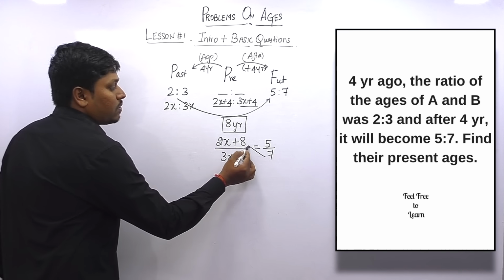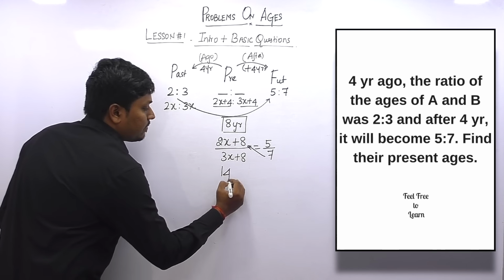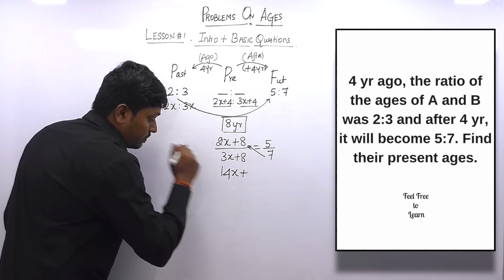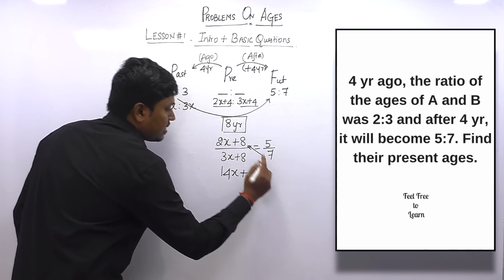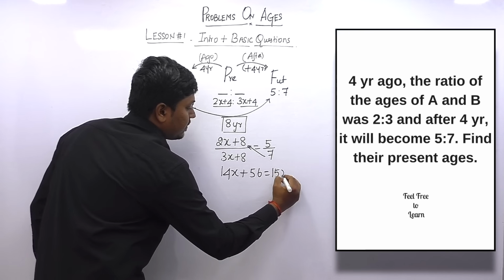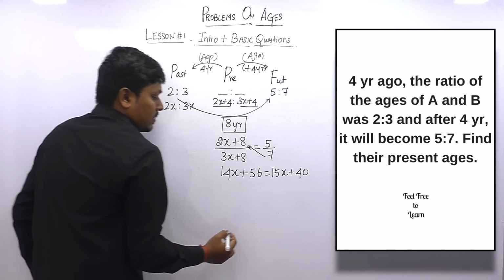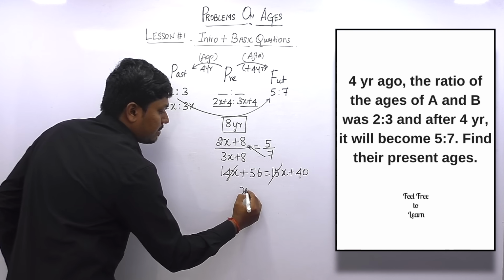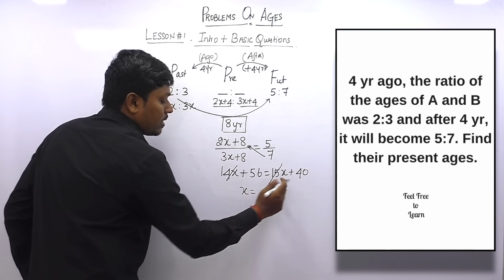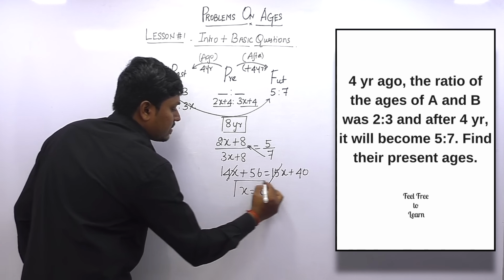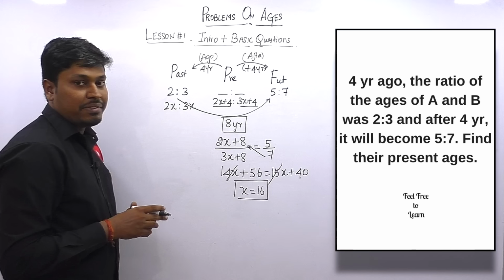So now you need to cross multiply. 7 into 2x will be 14x. 8 sevens are 56, equal to 5 into 3x, which is 15x, plus 40. So now 15x and 14x, this can be written as x. And 56 and 40, the difference will be 16. So finally we found the value of x is equal to 16.